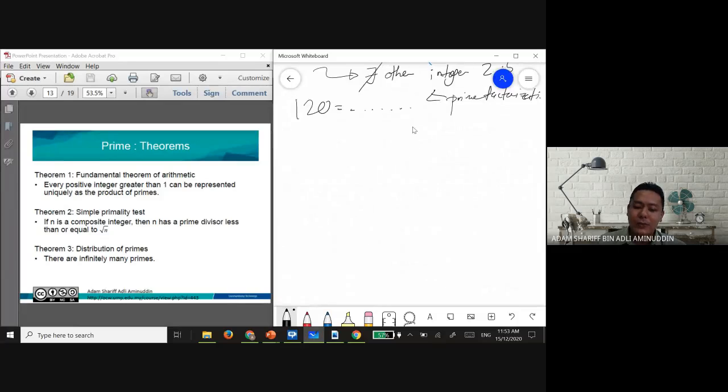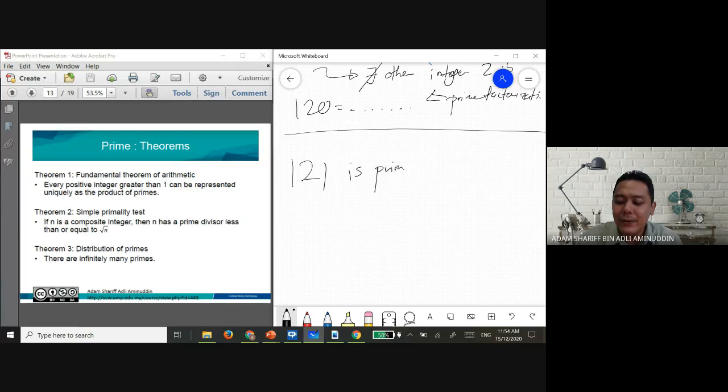Theorem number 2, how to test. Ni ambil calculator, korang ready yang calculator kejap. Saya bawa calculator. Okay. How to check whether a number is a prime number or not. Kamu tak payah hafal pun sebenarnya. Contoh 121 is prime or not. Siapa hafal? Siapa boleh tahu? 121 ni prime atau tidak? Tanpa tengok nota, tanpa tengok internet, 121 ni prime atau tidak?